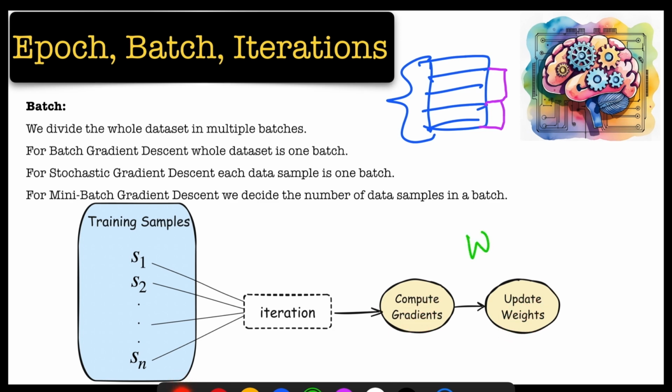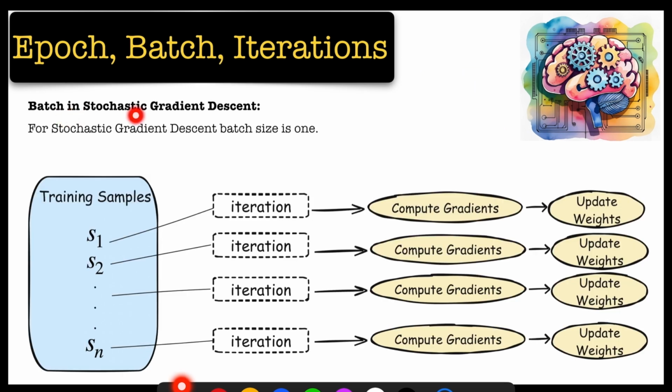So we update the weights in gradient descent like this: Wt minus alpha times the gradient of the error with respect to the weight parameters. That's how we update the weight parameters. In this update, all the training samples are used to compute the gradients and update the weights. For stochastic gradient descent, each sample is used in one iteration to compute gradients and update weights. So S1, computing gradients, update weight.